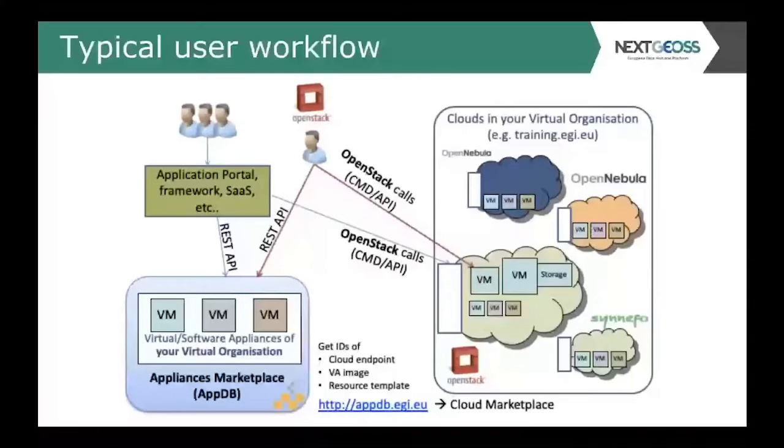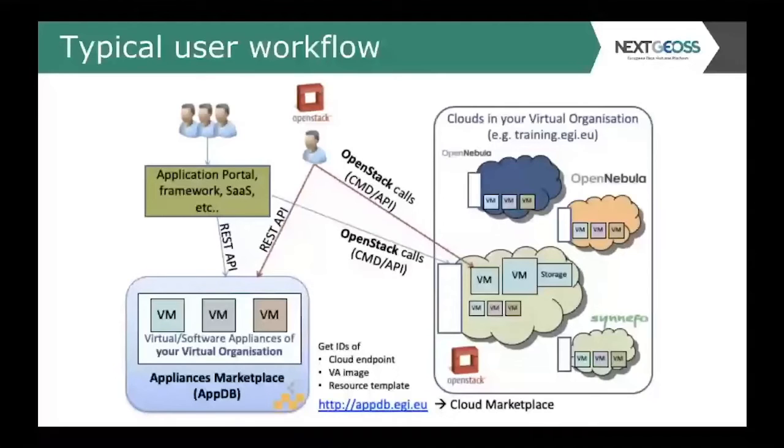So this slide illustrates the typical user workflow when you interact with the EGI FedCloud. On the right-hand side here, you see the different cloud infrastructures grouped into what we call virtual organizations. We take the resources that are available and put them into a resource pool, which we call these virtual organizations. In OpenStack, this is called a project, but we call them virtual organizations. And then we allocate those resources to users. In the FedCloud, these resources can be based on OpenStack, OpenNebula, or Synnefo.